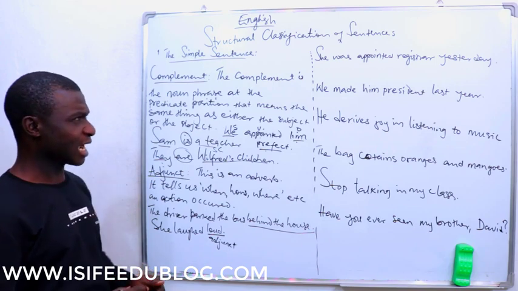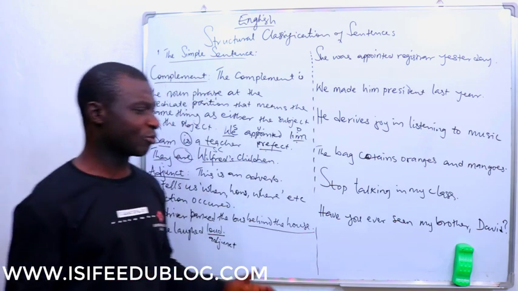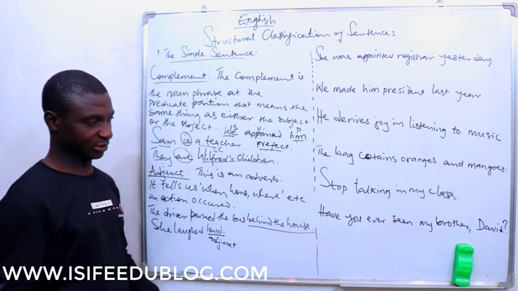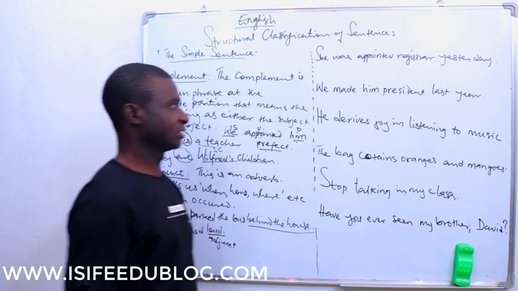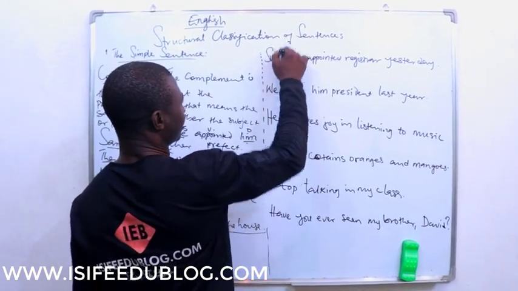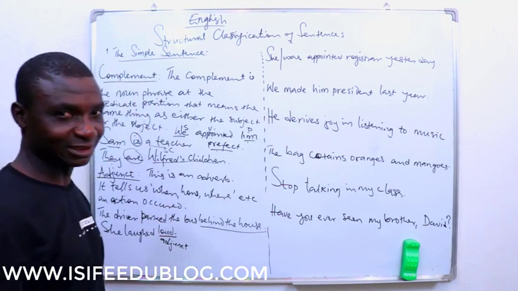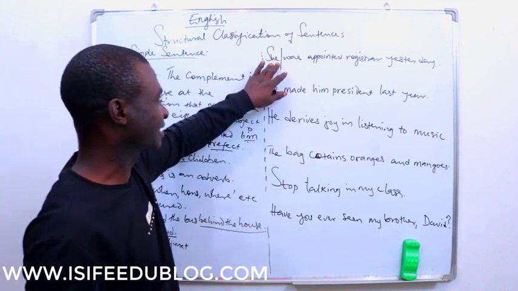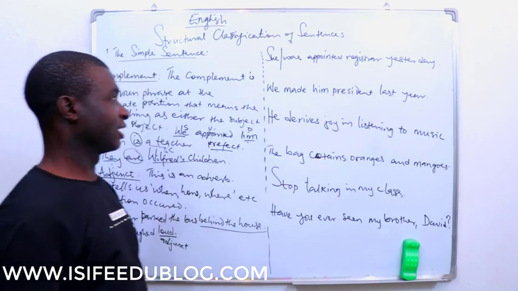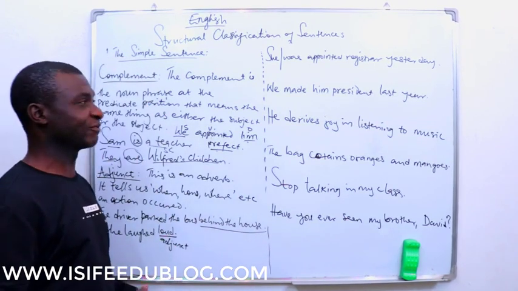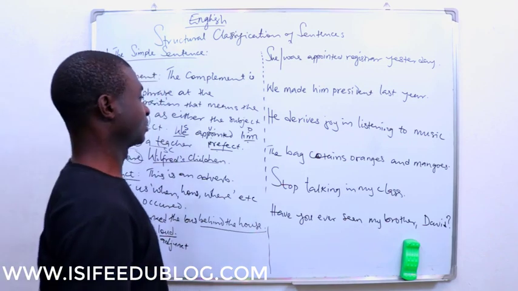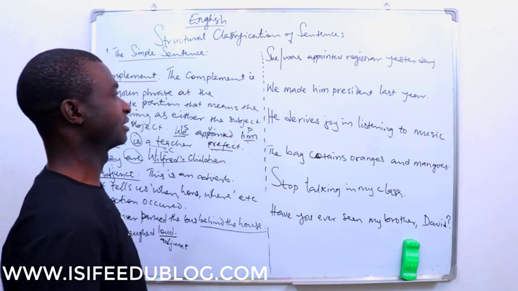Now, let us look at sentences that will bring everything we've done with the simple sentences together. Let's see. Here we have, first we divide it into two, right? And we have subject and predicate. That's the most prominent feature, or those are the most prominent features of the simple sentence, the subject and the predicate.